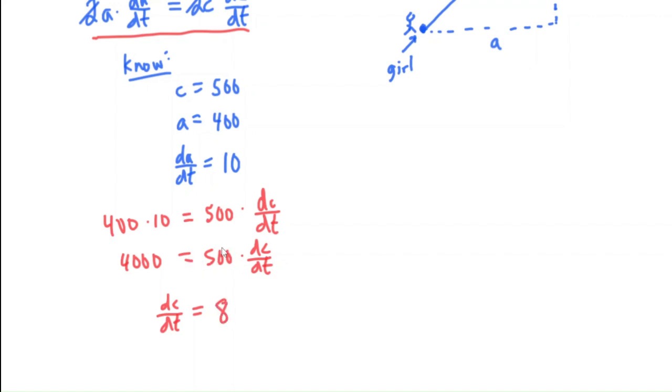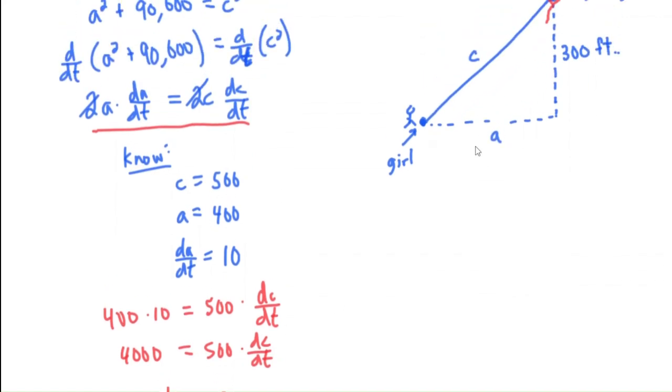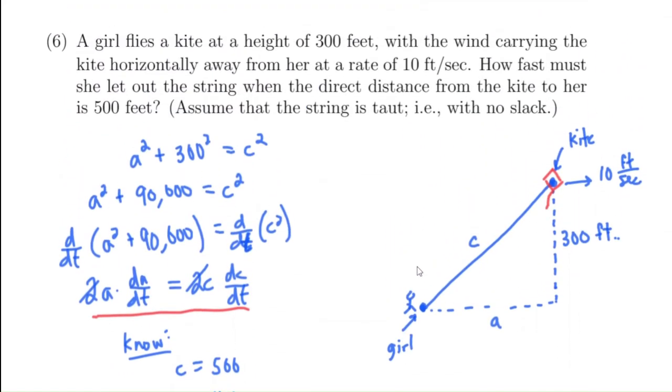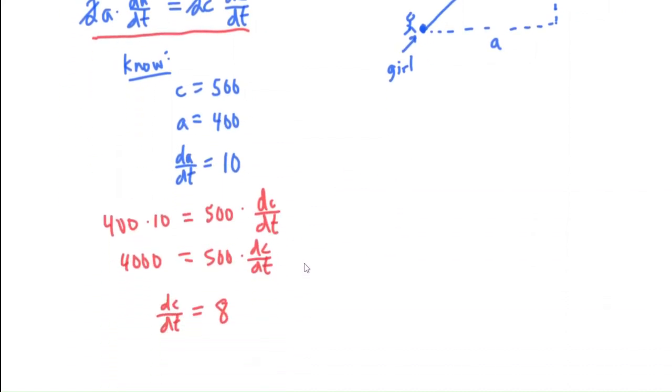So I rigged up the numbers to be just nice here. It was really nice that the A ended up being exactly 400 as opposed to some crazy decimal, some crazy square root. And it also worked out really nicely that the dC/dt was just a number 8. Now, what does the number 8 mean? Well, is that 8 feet? Well, that's 8 feet per second. Okay, that's how fast she's going to have to let out the string. Now, the kite is moving horizontally away from her at a rate of 10 feet per second, but how fast C is increasing, how fast she's going to have to let that kite through her fingers here, is at a rate of 8 feet per second.